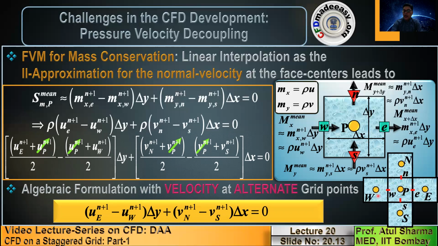If you see E and W, they are alternate grid points, because in between W and E there is a grid point P. So you end up with an algebraic formulation with velocities. For mass flux, it is a normal velocity at alternate grid points. Okay, so you get UE and UW. There is no UP. Here you have VN and VS. You don't have VP. So you end up with an algebraic equation for the normal velocities in the mass conservation law-based algebraic formulation, which consists of velocities at alternate grid points.